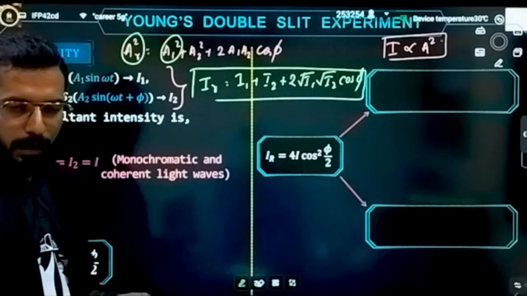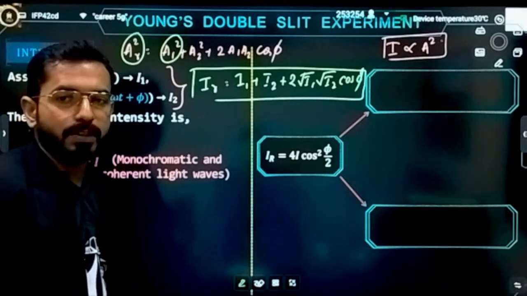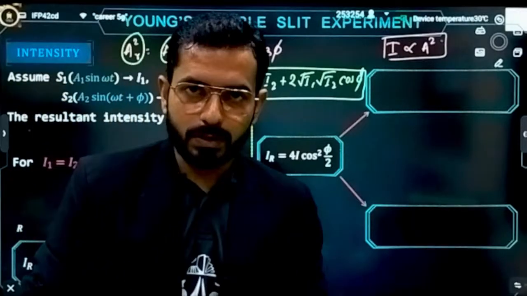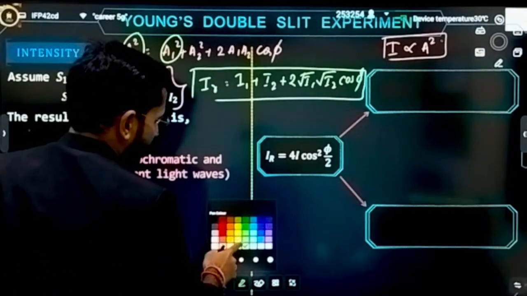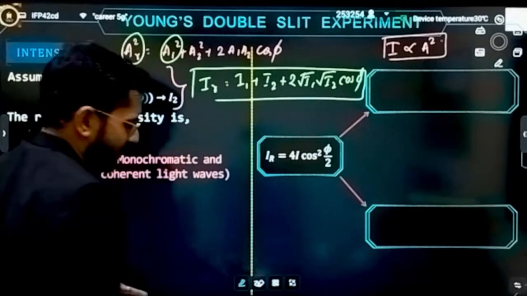Now, what kind of scenario are we tackling? We are tackling coherent sources. Coherent sources, correct? Let's suppose the intensities are the same for both the lights, because they are coming from the same source.